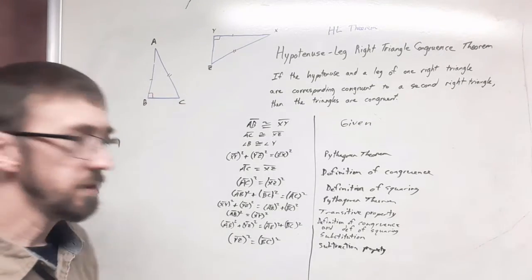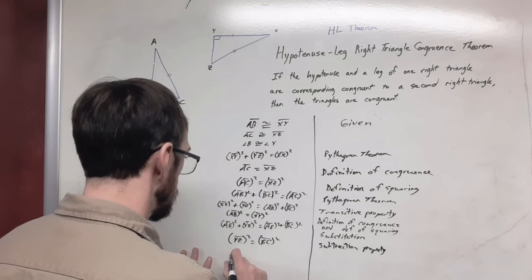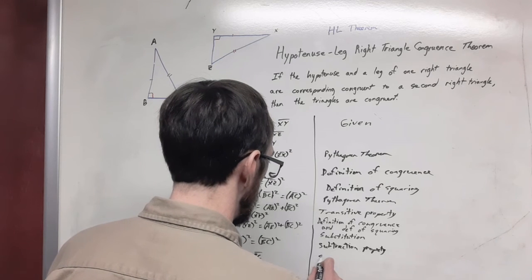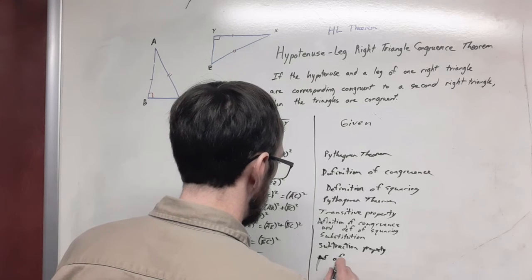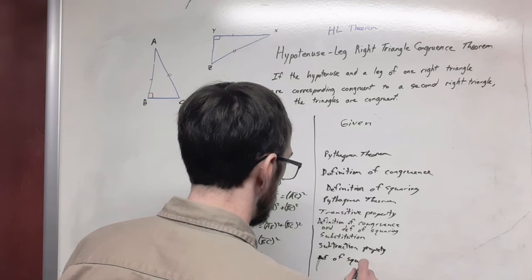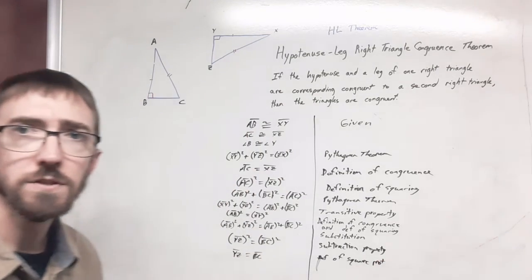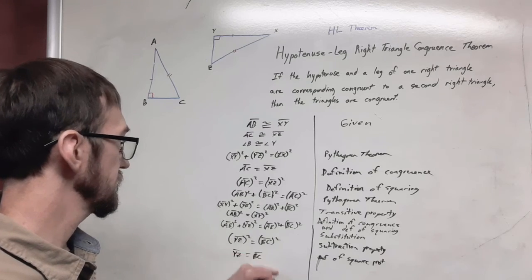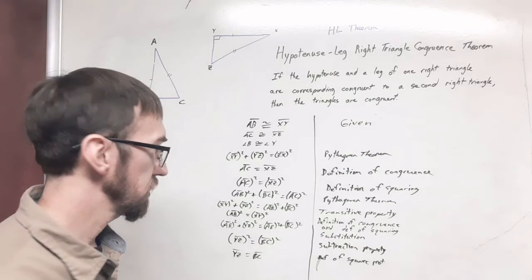So we've got this statement. Now we're going to take the square root of both sides. Call that the definition of square root. And so I have that YZ is equal to BC. By definition of congruence, they're congruent to each other as well.